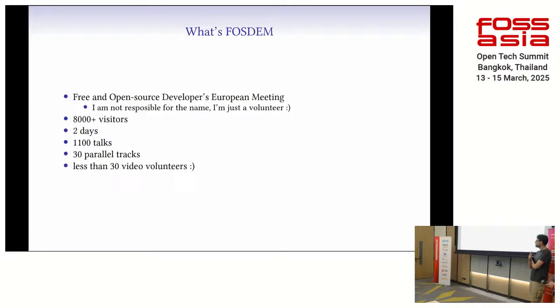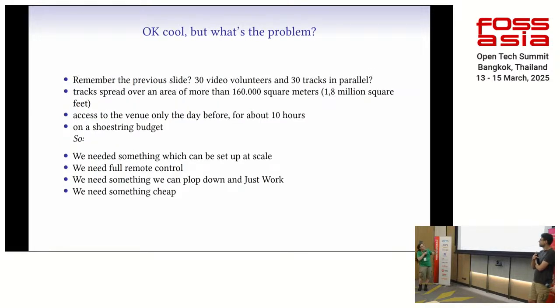A short explanation on what's FOSDEM. Free and Open Source Developers European Meeting. The name, I think, is his fault. I'm sorry. But it has more than 8,000 visitors. For 2 days, it has about 1,100 talks and 30 parallel tracks. So there are 30 rooms in our very large campus. There is a number there, 160,000 square feet. No, meters. 1.8 million square feet. Yes.